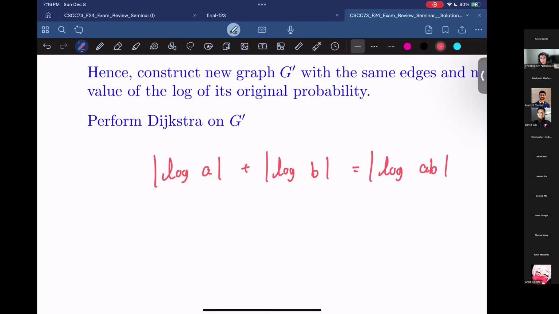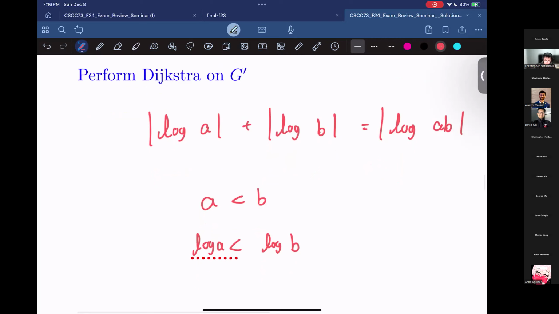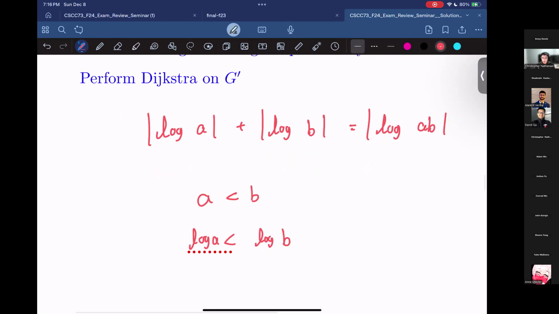Using log, first, log is, I forgot the exact mathematical word for it, but it's a mapping where if A is less than B, then log of A is less than log of B. That's one. Probabilities are always between 0 and 1, so if we pick log like ln, a base that's larger than 1, they would all be negative. Hence, we need to use the absolute values around them.